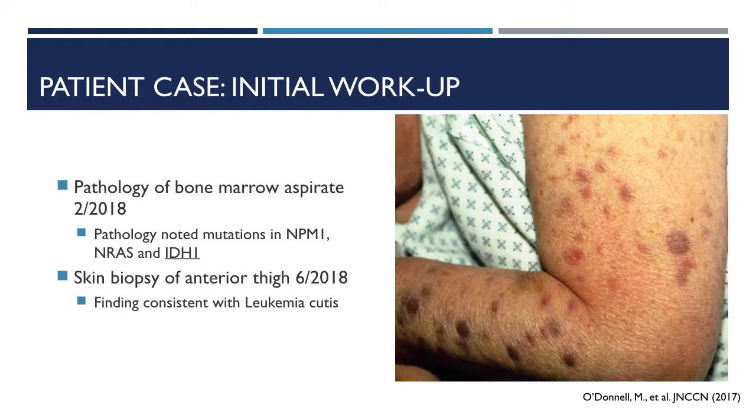When he was diagnosed with his relapse in February of 2018, they did a pathology of that bone marrow aspirate, and they noted an NPM1 mutation, NRAS, and most importantly, an IDH1 mutation. Unfortunately, since this patient was originally diagnosed in New York, we do not have any of the records to know if he received cytogenetic testing originally and what those results would have been.